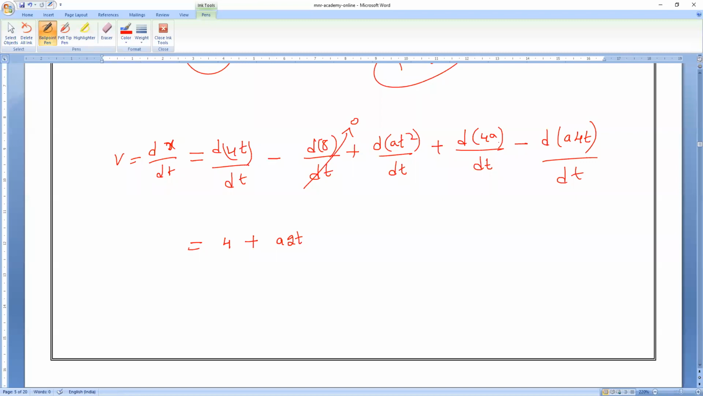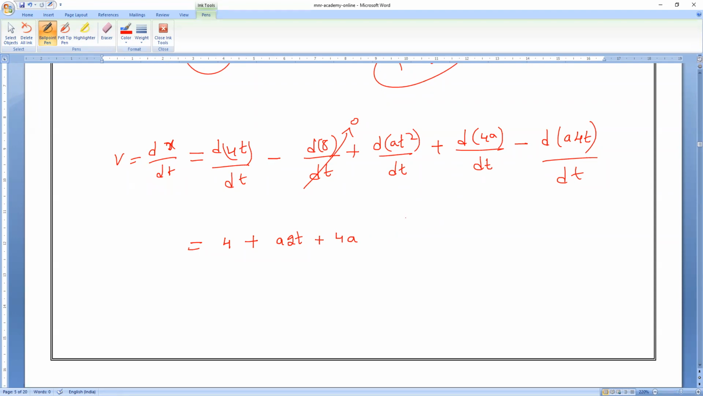Next, what will come? 4a. So 4 is the constant. So differentiation of a, what will come? Differentiation of a is a only. So 4a. Is it right or wrong? Both are constant. Yes or no? All of you. Yes, sir.